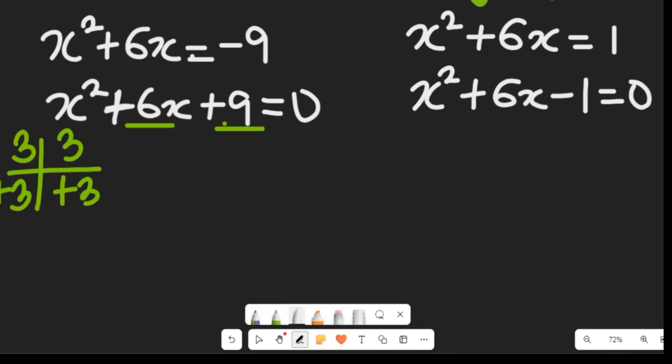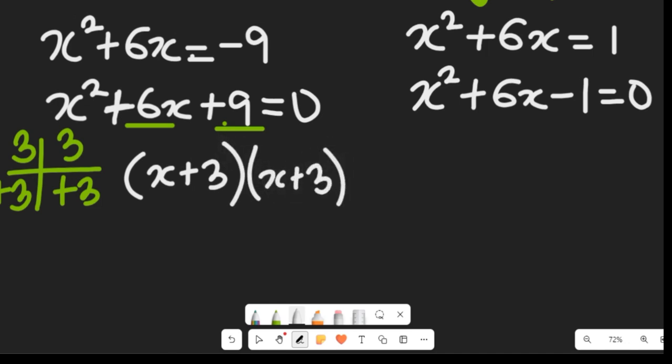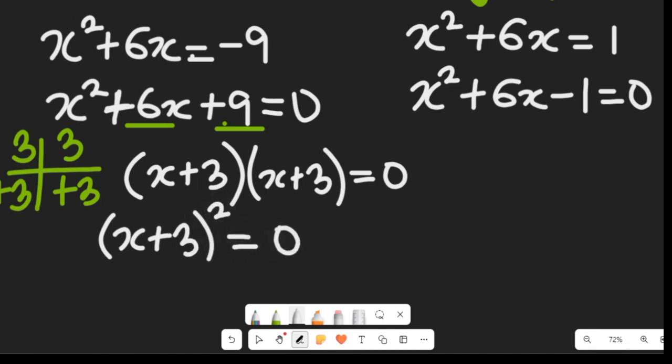So what does that tell us? That tells us that we can have two expressions, that is x plus 3, and then we can have x plus 3, and these two expressions can be equal to 0. So we can have x plus 3 all squared to be equal to 0.